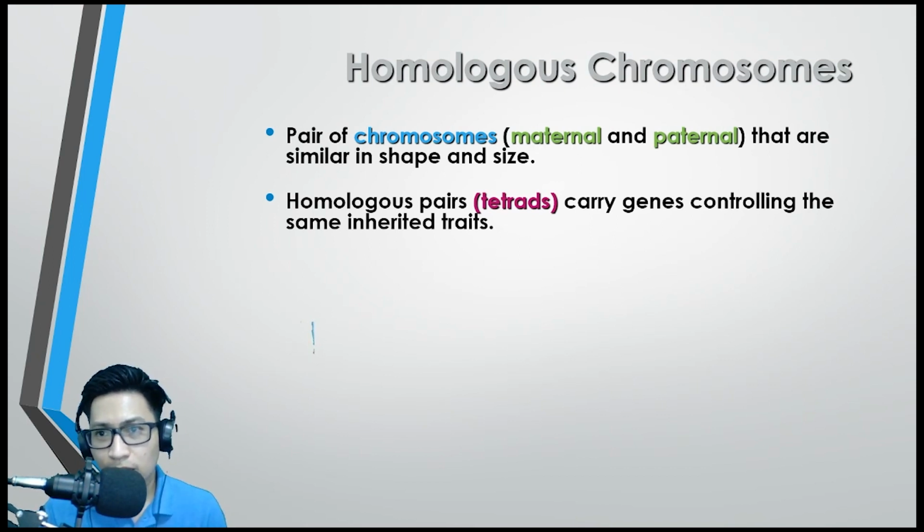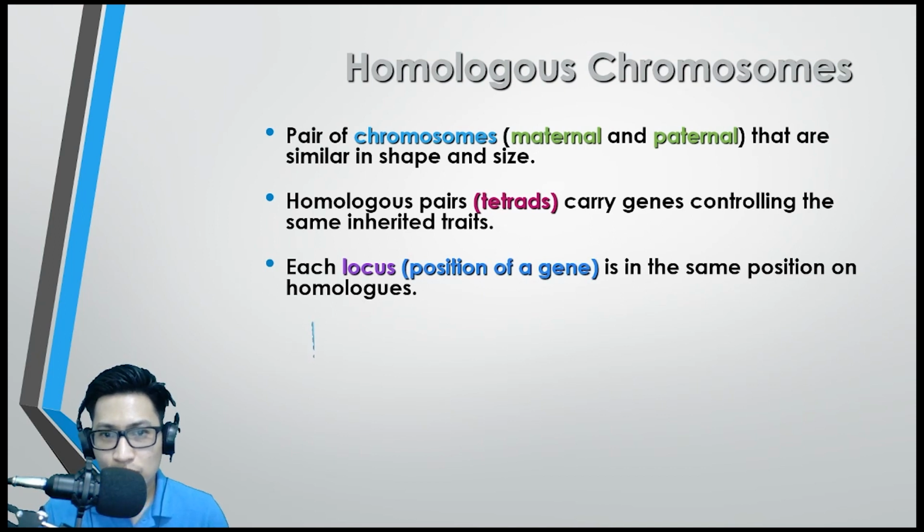If the maternal chromosome contains a trait, like for example the eye color, the paternal chromosome will likewise contain the trait regarding the eye color. Okay? Yun yung pagsasama-samahin. Hindi niya pagsasamahin yung ibang chromosome na iba yung trait na present. Okay? Kung eye color yan, pagsasamahin niya sa eye color din, coming from the maternal and paternal.